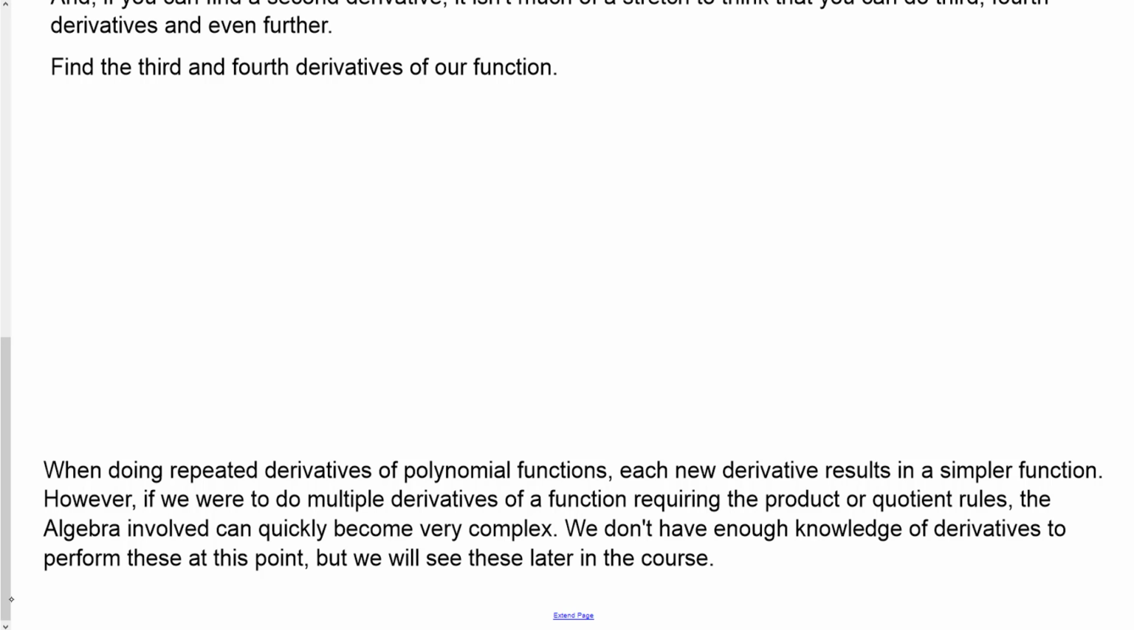If you'll notice, when you're doing repeated derivatives of polynomial functions, each new derivative is resulting in a simpler function, because we've gone from starting with something to the fourth power, and now we're down to a constant. However, if we were to do multiple derivatives of a function requiring the product or the quotient rules, the algebra involved can quickly become very complex. And at this point, we don't have enough knowledge of derivatives to perform these, but we will soon see these later in the course.